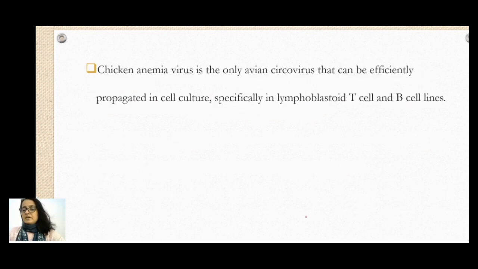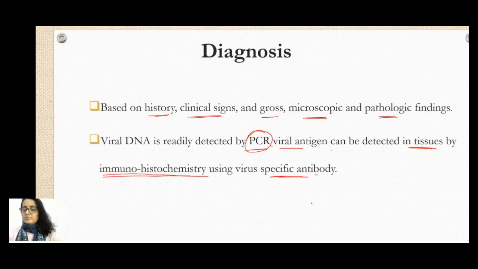So this is the diagnosis of the chicken anemia virus. First is the history, clinical signs, and gross, microscopic, and pathological findings. Then, if we want the confirmatory diagnosis, we use either detection of the DNA of the virus, or detection of the virus in the tissues, or isolation of the virus. So for the confirmatory diagnosis, we can use the PCR or immunohistochemistry in tissue.